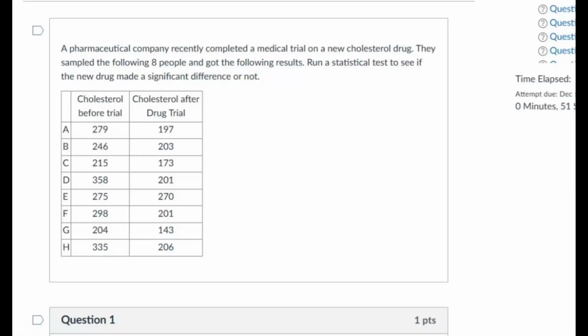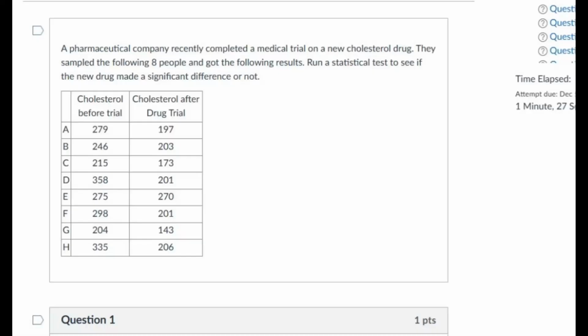All right, so in this video, we're going to talk about how to run a dependent t-test. A dependent t-test is just testing to see if there is a significant difference in a before and after situation. So here we're talking about having a drug trial to help people's cholesterol. We're going to test to see if there's an average difference among cholesterol levels in patients A through H with our new drug. So remember that we are testing if there is an average difference or not.